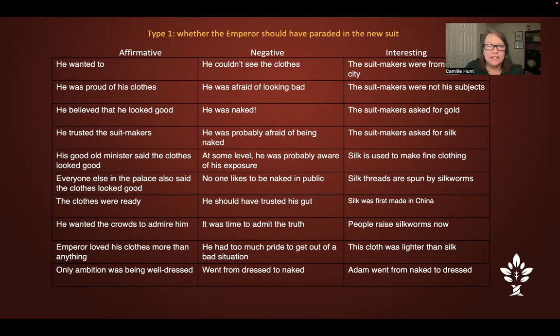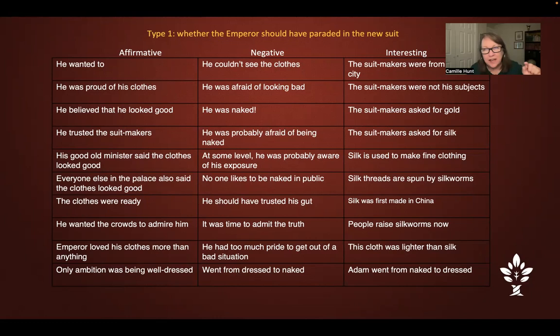So let's look at these reasons. Why should he have paraded in the new suit? You may not be able to think of any reasons he should have done that. You may say there is not one good reason he should have done it, but there are reasons he did it. And so we need to understand that side of the issue also.